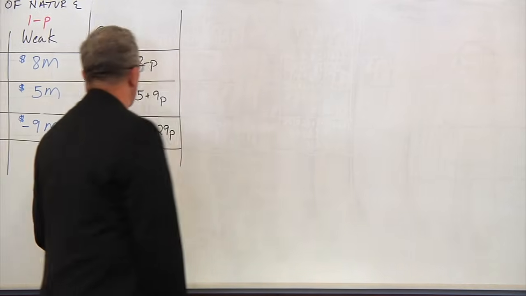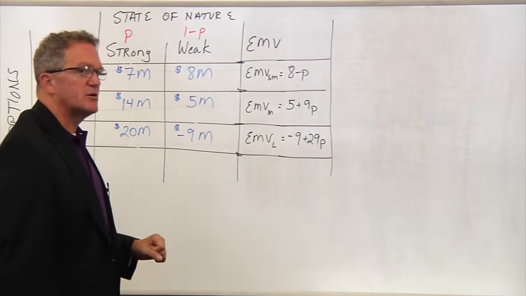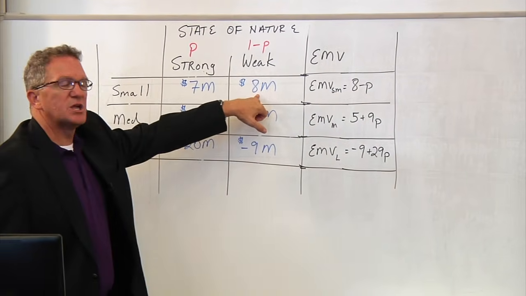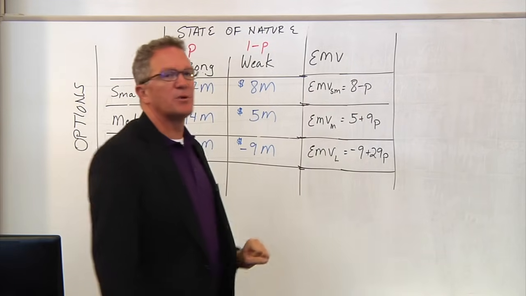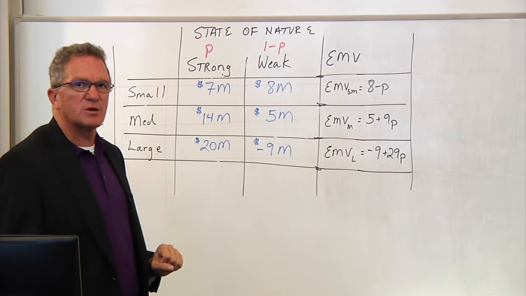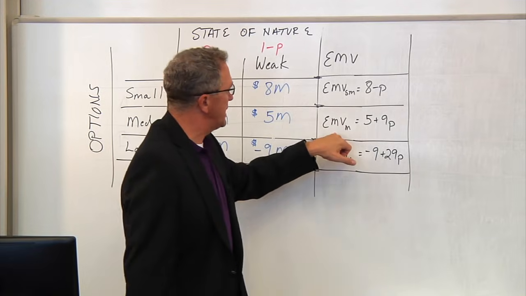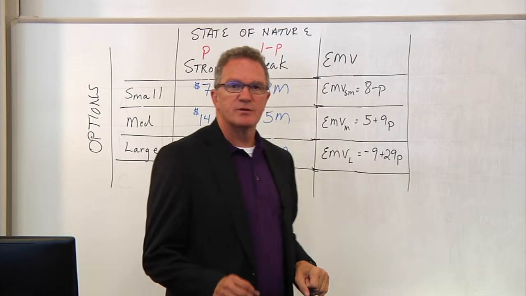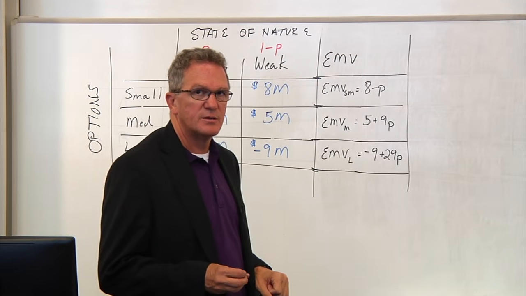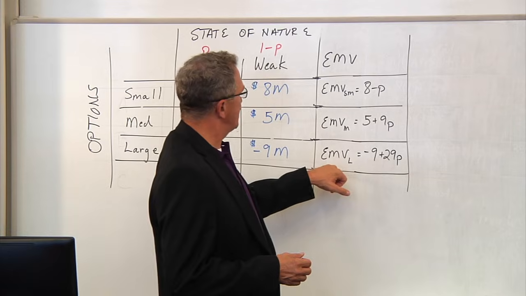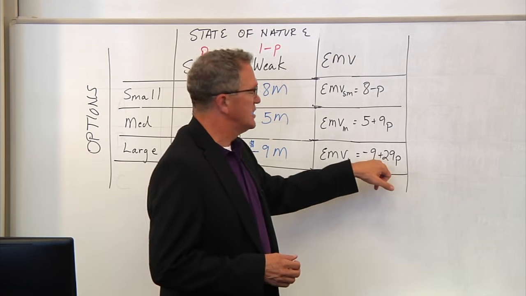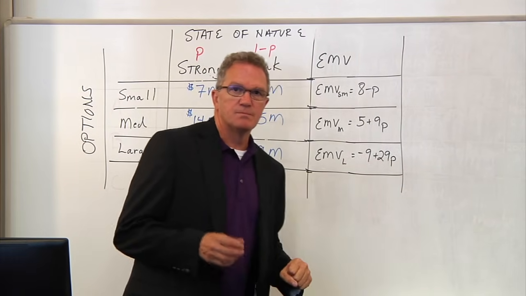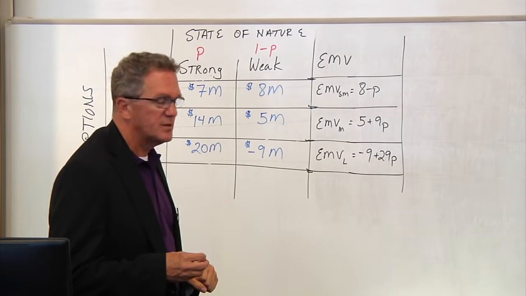So we've got our lines already. We went through and we found out the expected monetary value of small was $8 million, the most we can get if it's weak, minus the probability that we have strong demand. The expected monetary value of medium is $5 million plus 9 times the probability that we have strong demand. The expected monetary value of large is minus $9 million plus 29 times the probability that we have strong demand.